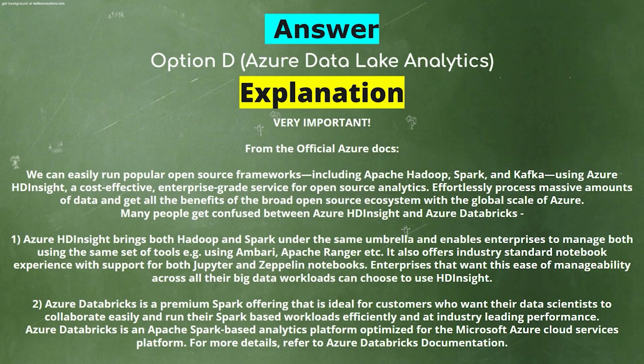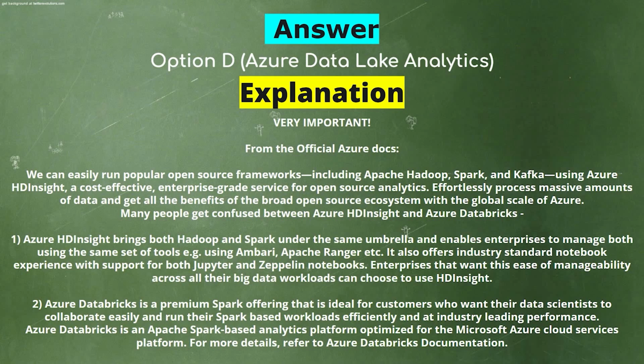Number 1. Azure HD Insight brings both Hadoop and Spark under the same umbrella and enables enterprise to manage both using the same set of tools, that is, using Ambari, Apache Ranger, etc. It also offers industry-standard notebook experience with support for both Jupyter and Zeppelin notebooks. Enterprises that want this ease of manageability across all their big data workloads can choose to use HD Insight.